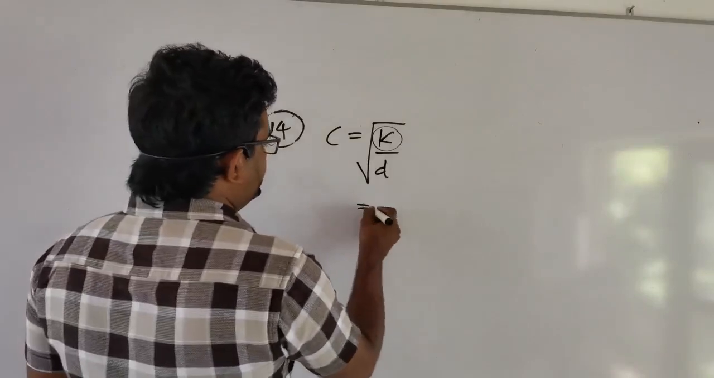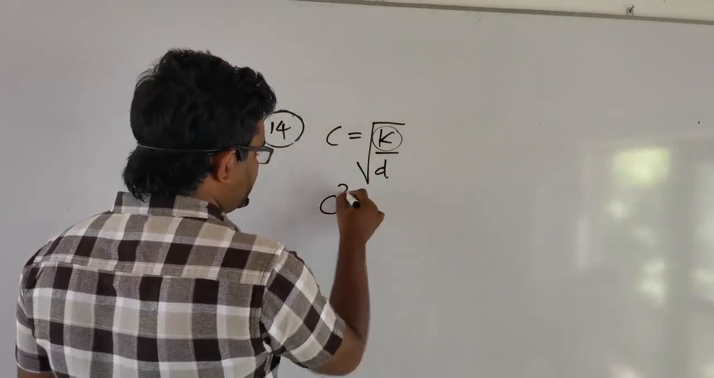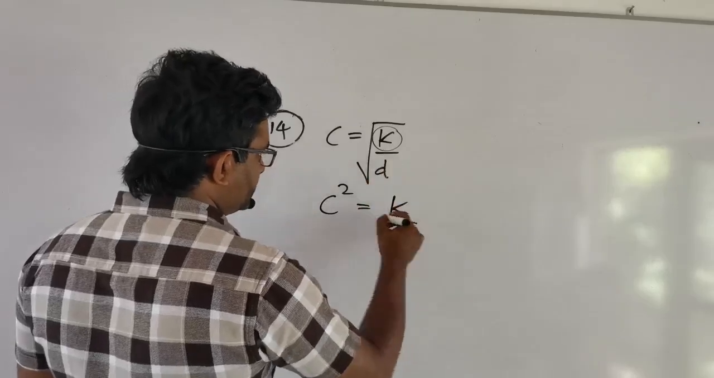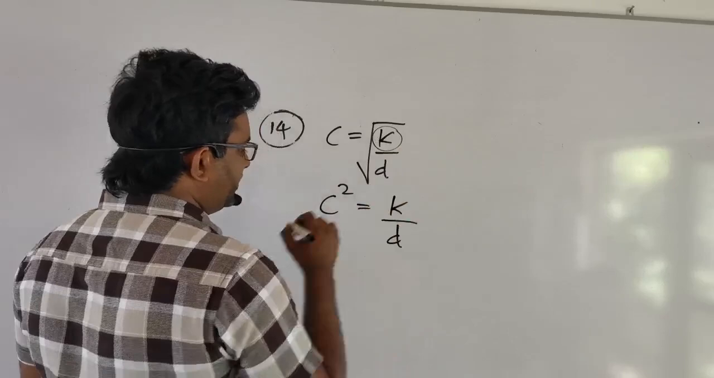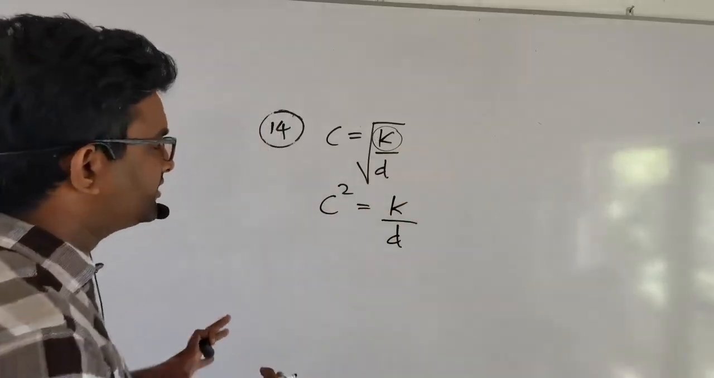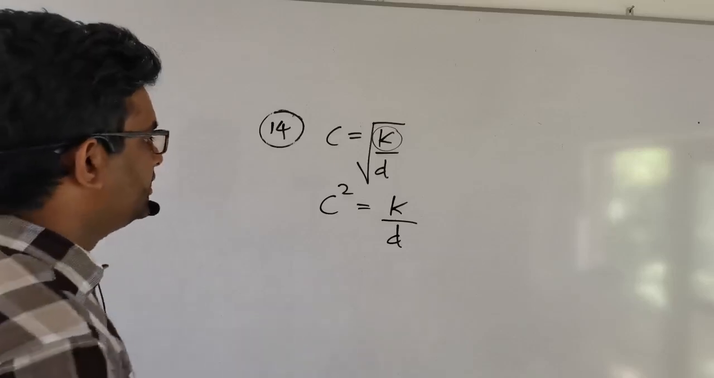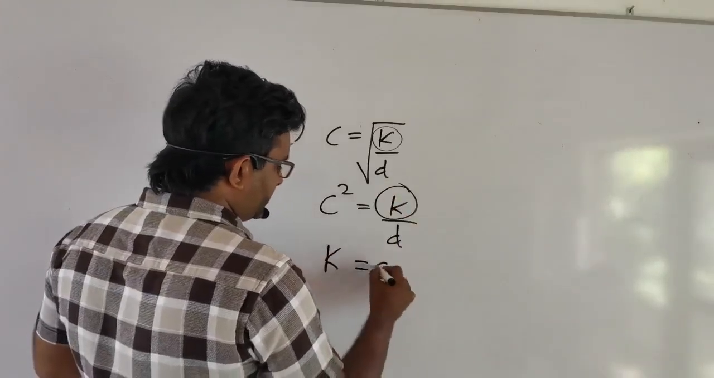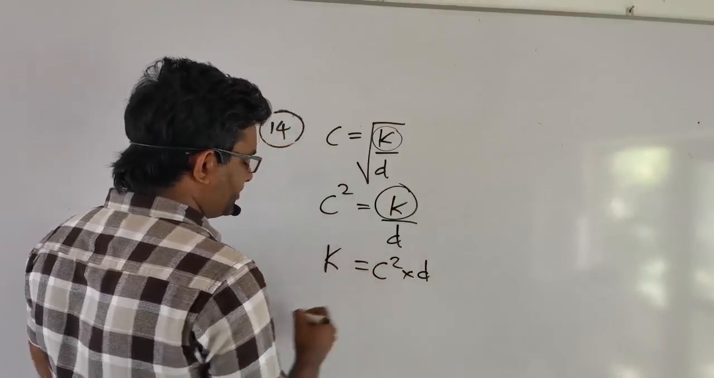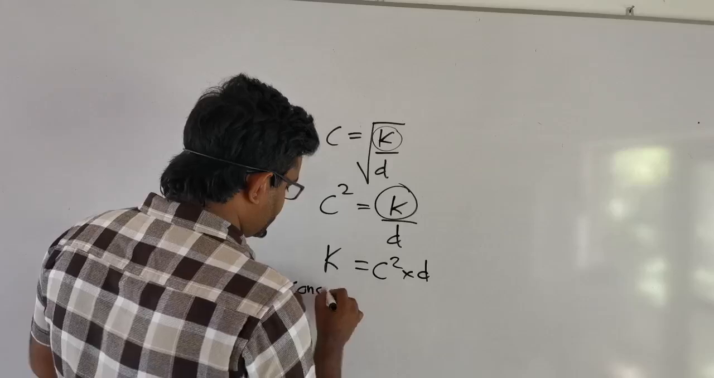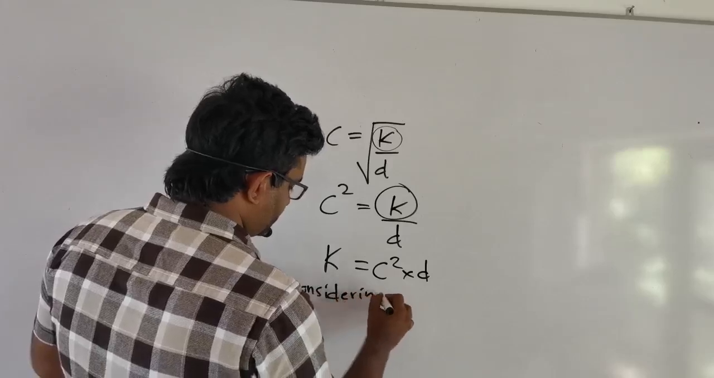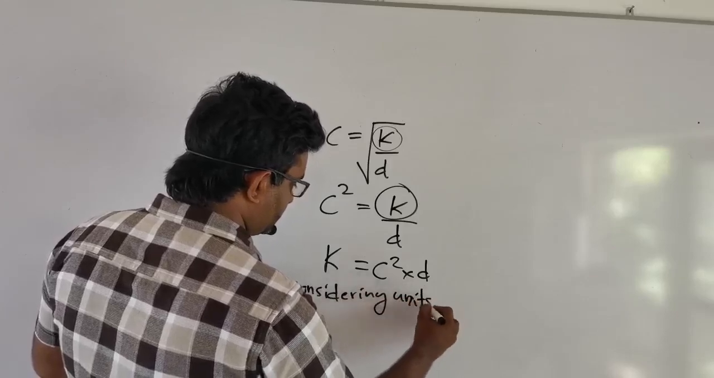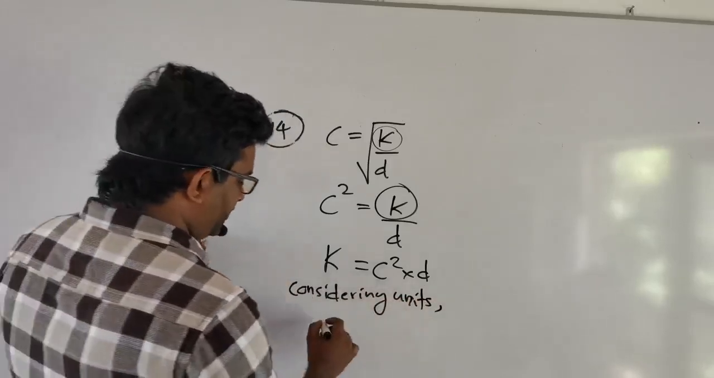Then that C becomes C squared, and we can write without the square root. K over D, we consider the square of both sides. Then we can make K the subject: K equals C squared into D. So considering units, we can write units of K.